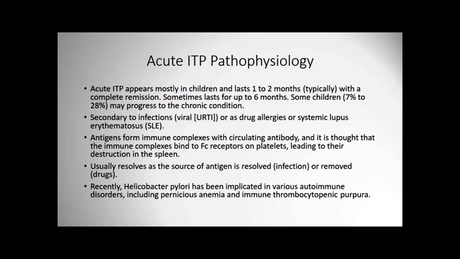Nowadays, we know many things about this, because we are talking about viral infections, but now we are recognizing that some bacteria, like H. pylori, can be implicated in some autoimmune disorders. Remember, we talked about this in pernicious anemia. This is also true for immune thrombocytopenic purpura. So we have to look for H. pylori as a possible cause of ITP.